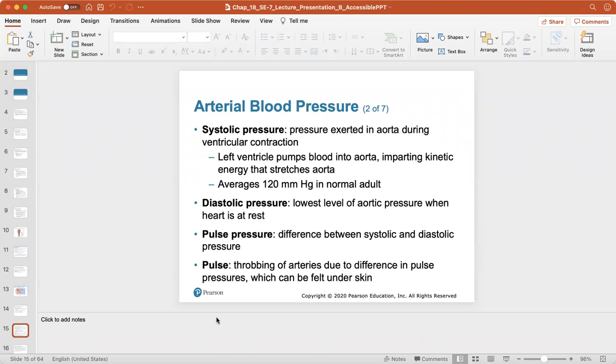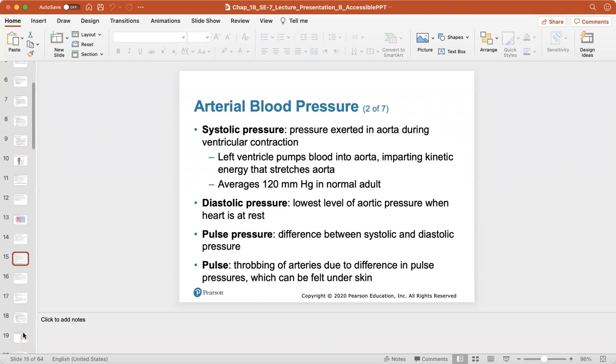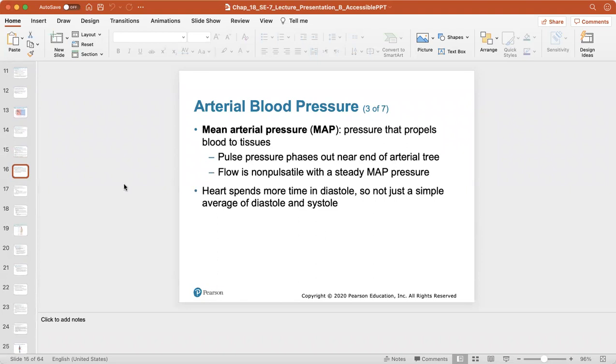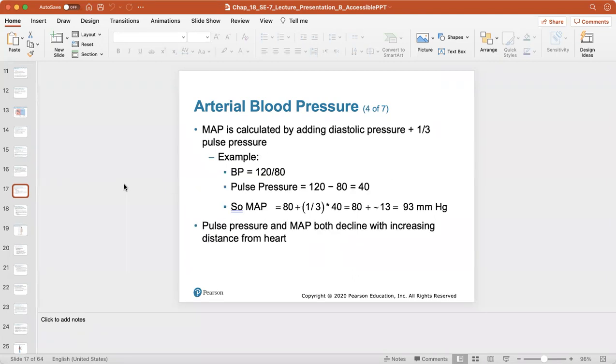The word pulse itself has to do with the throbbing of arteries due to the difference in pulse pressures, which can be felt under the skin. Mean arterial pressure is the pressure that propels blood to the tissues. The pulse pressure phases out near the end of the arterial tree, and the flow at this point will be non-pulsatile with a steady mean arterial pressure. The heart spends more time in diastole, so it's not just a simple average of diastole and systole.